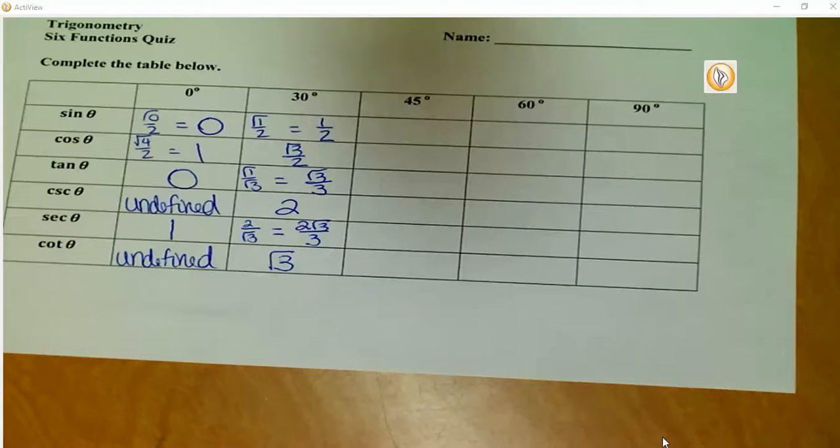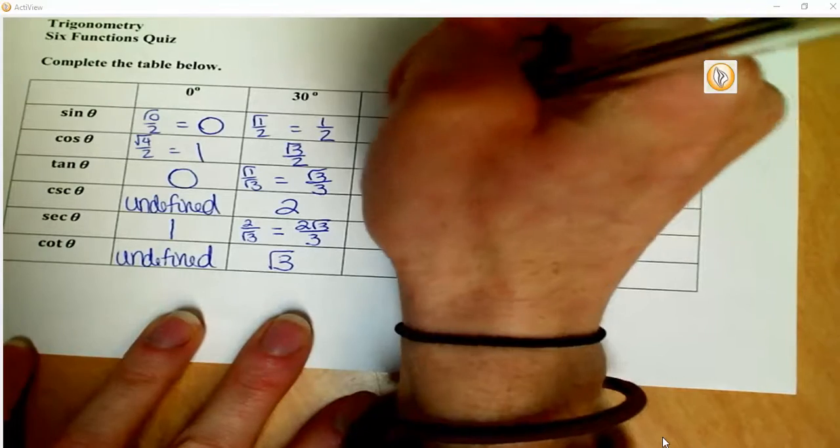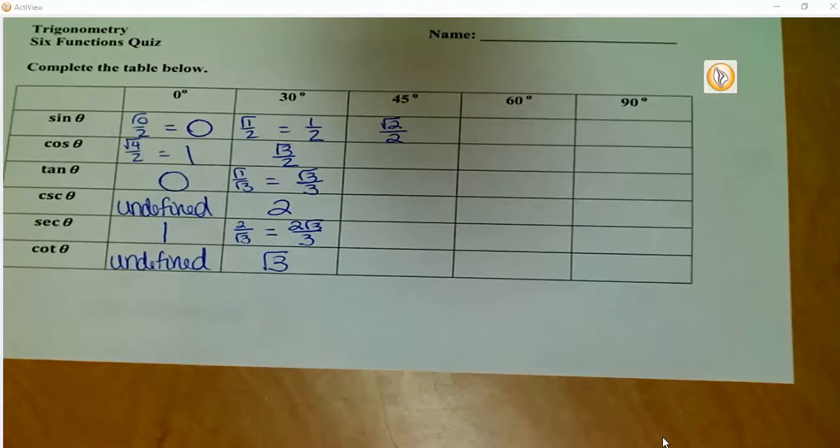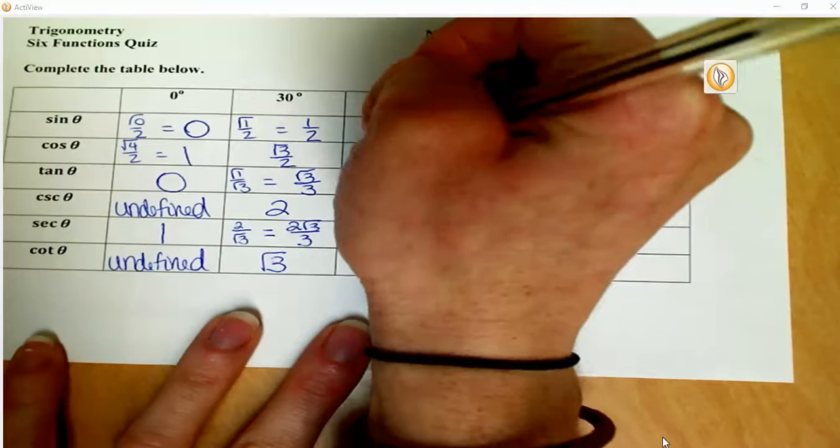Have I lost anybody? Let's go to 45. So sine of 45, square root of the top over 2, so it'd be radical 2 over 2. Cosine of 45, square root of the bottom over 2, so radical 2 over 2.